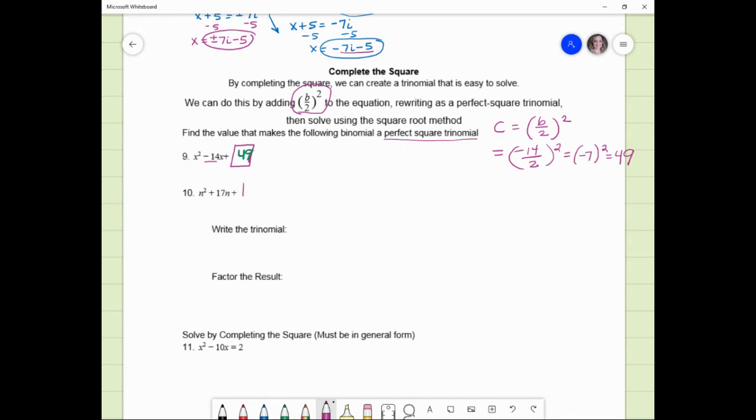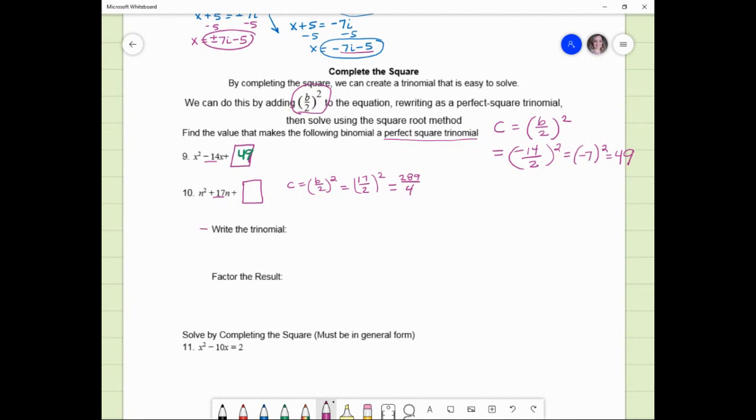So number 10, we're going to find our new c value. c equals b over 2 squared. b in this case is 17 over 2, squared. Now 17 over 2 squared, when you square a fraction, remember you square the top and then square the bottom. So 17 squared is 289 and 2 squared is 4. And we would reduce that if we could. In this case, that's as simple as it's going to go. So 289 over 4 is our new c value.